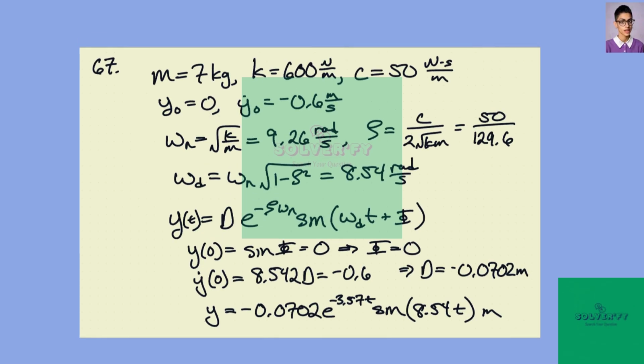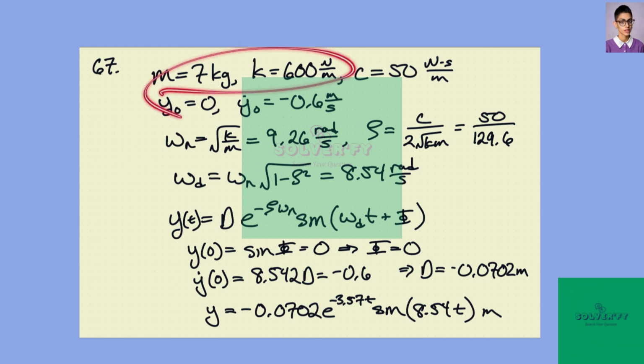We have another case here of a block suspended from a spring. This time the spring has a stiffness of 600 newtons per meter. The block has a mass of 7 kilograms, and the damper has a damping coefficient of, let's see here, 50 newton seconds per meter. We're given some initial conditions. Initial displacement is 0 and initial velocity is upwards, and we're measuring y as down.